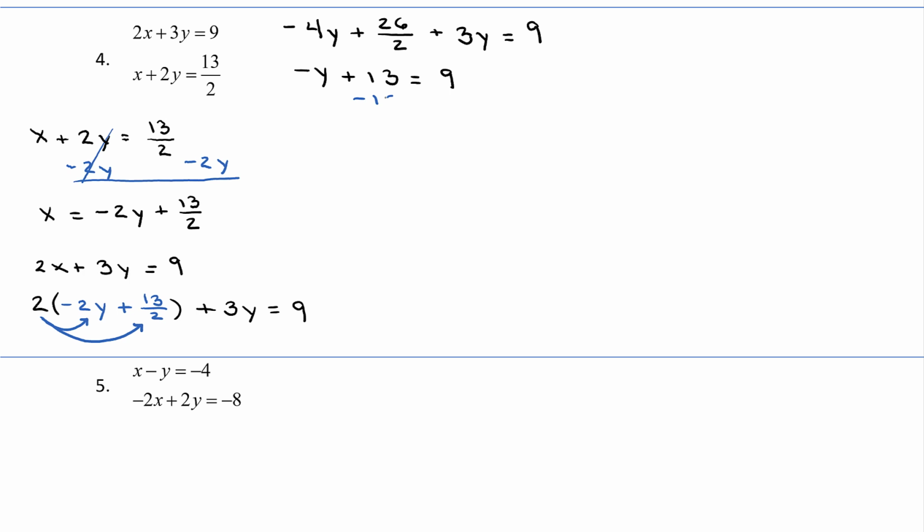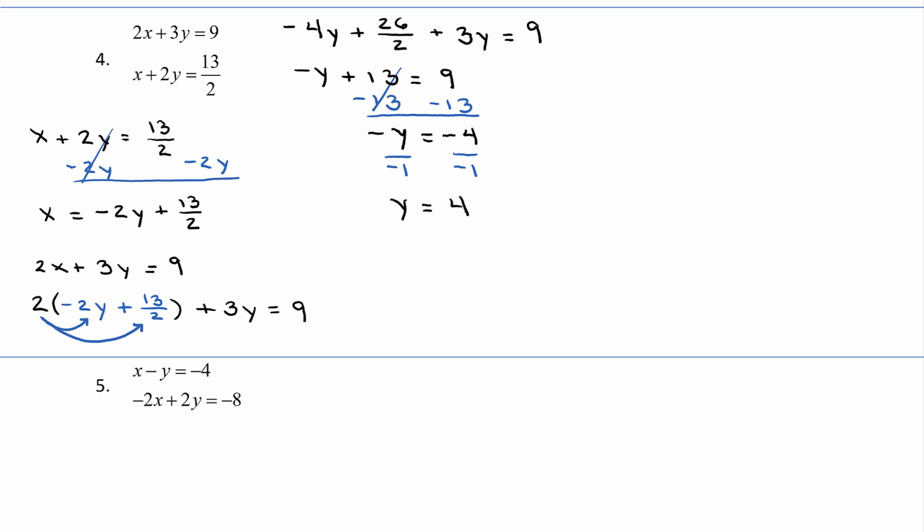We can subtract 13 from both sides of our equation. That'll leave me with negative y equals a negative 4. I can divide both sides of the equation by negative 1. And I will end up with y equals 4.